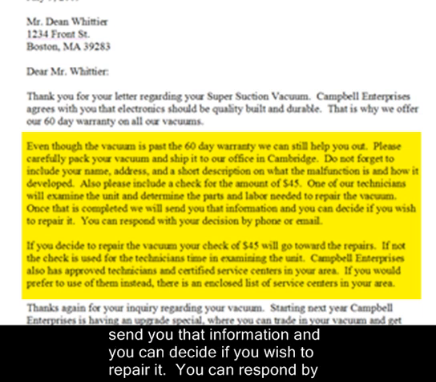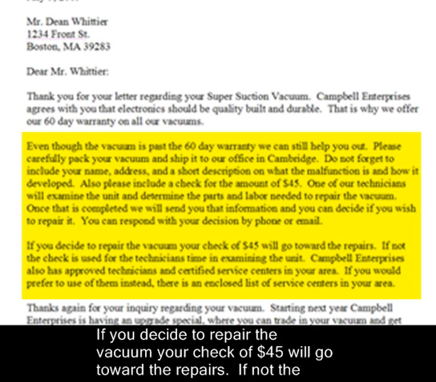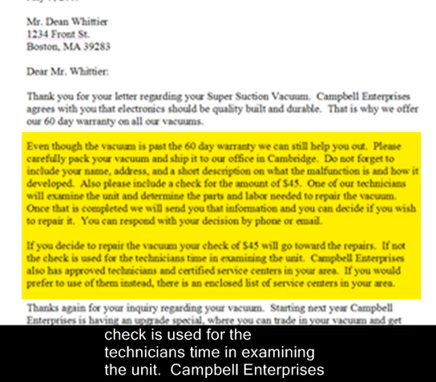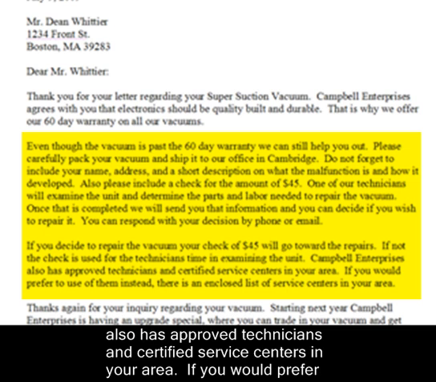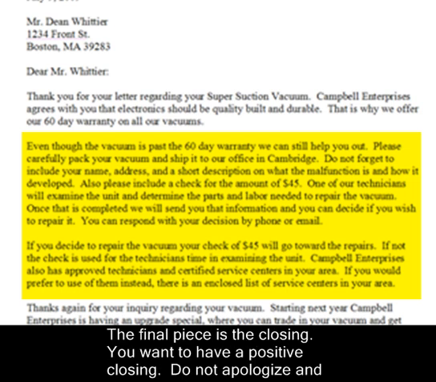Once that is completed, we will send you that information and you can decide if you wish to repair it. You can respond by phone or email with your decision. If you decide to repair the vacuum, your check of $45 will go toward the repairs. If not, the check is used for our technician's time in examining the unit. Campbell Enterprises also has approved technicians and certified service centers in your area. If you would prefer to use them instead, there is an enclosed list of service centers in your area.